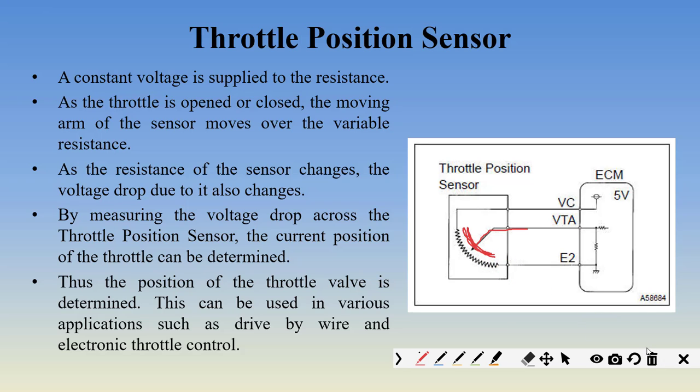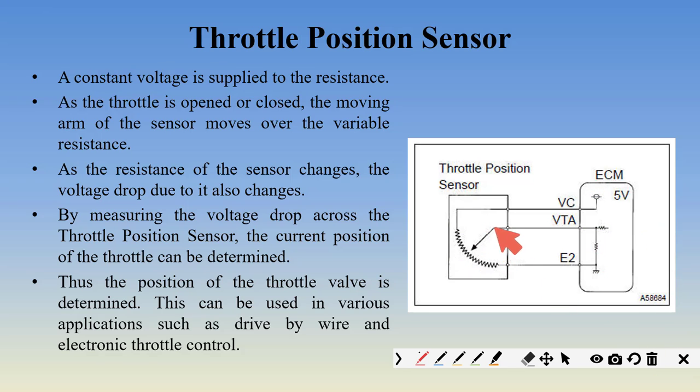Okay, so what happens? This is your fixed voltage. This is your ground. This is your sensor. This is your sensor resistance. This is your fixed resistance. And this is the signal that is going to the ECU. From here, the signal is going to the ECU. Right? So what is going to happen?